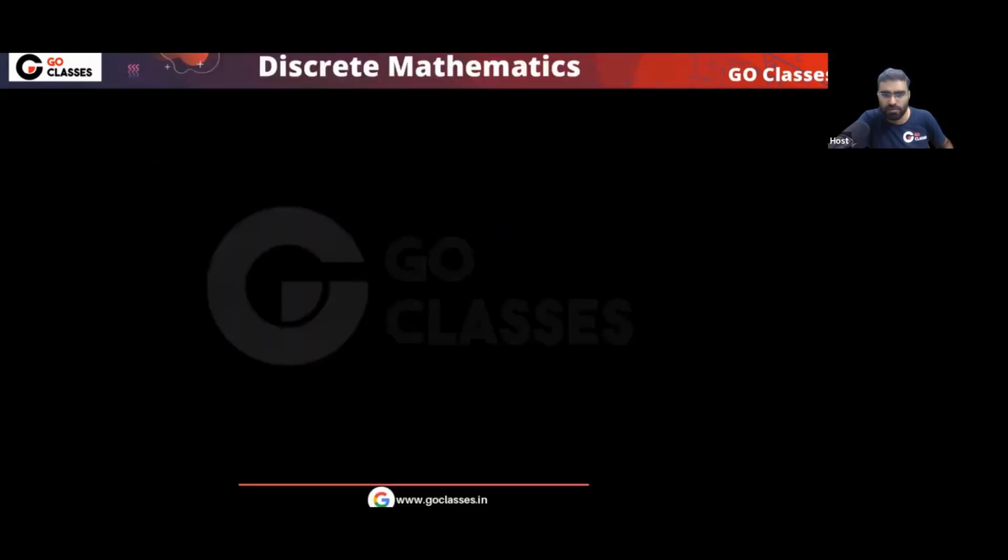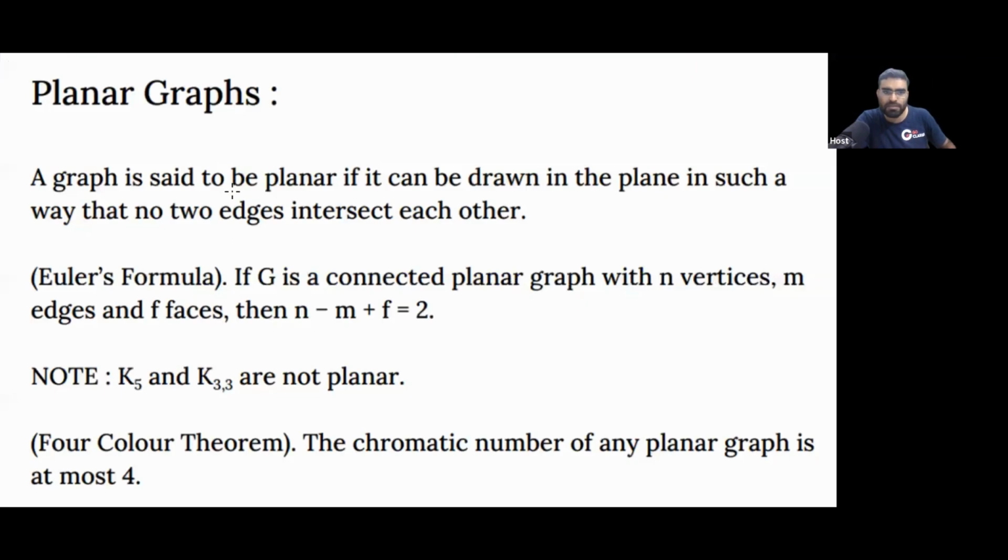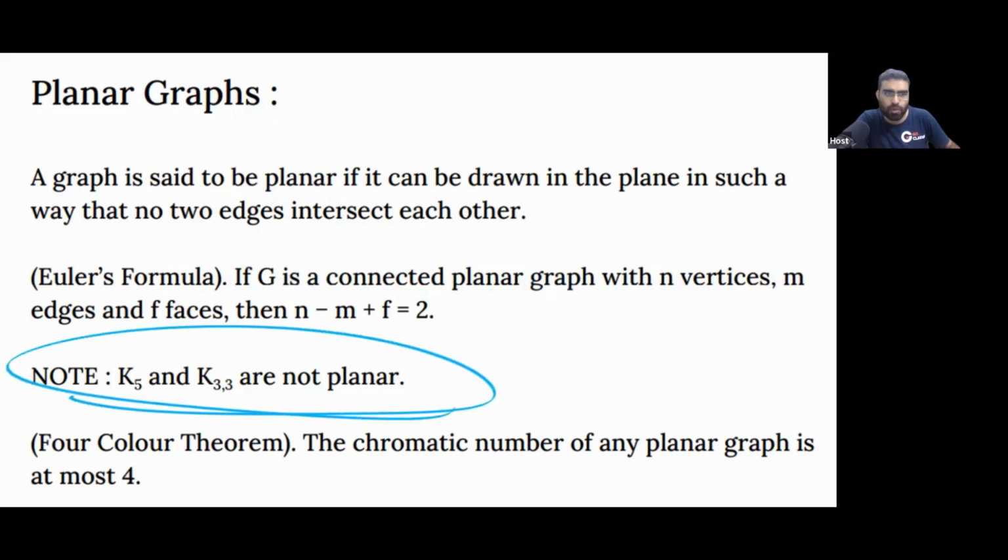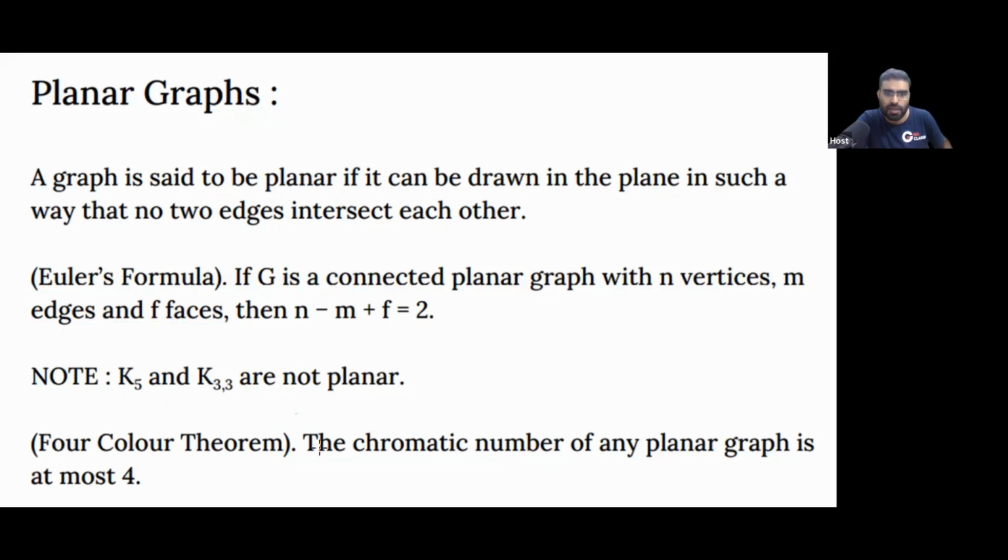I hope you understood. So that's it. This is your chapter, and we have seen everything. We have seen what a planar graph is: a graph is planar if you can draw it without edge crossing. We have seen the Euler formula for connected graphs. We have seen that K5 and K3,3 are not planar, and we have seen the proof also. And we have seen the four color theorem: the chromatic number of any planar graph is at most 4.